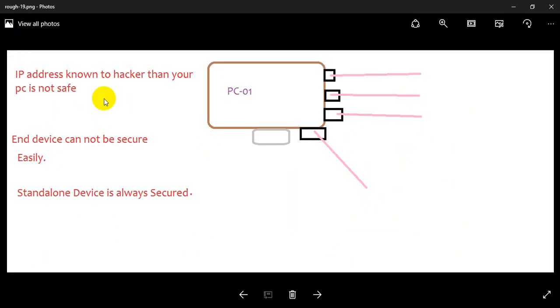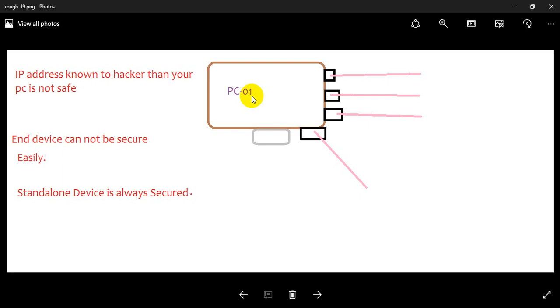Remember this: if your IP address is known to a hacker, then your PC is not safe. For example, you have heard that when you are connected to the internet, you are not safe. Why? Because when the internet is on, your IP address is on, and it is known to people outside, to hackers. When you turn off the internet, your PC doesn't have an IP, so a hacker cannot attack your device through IP in a network.